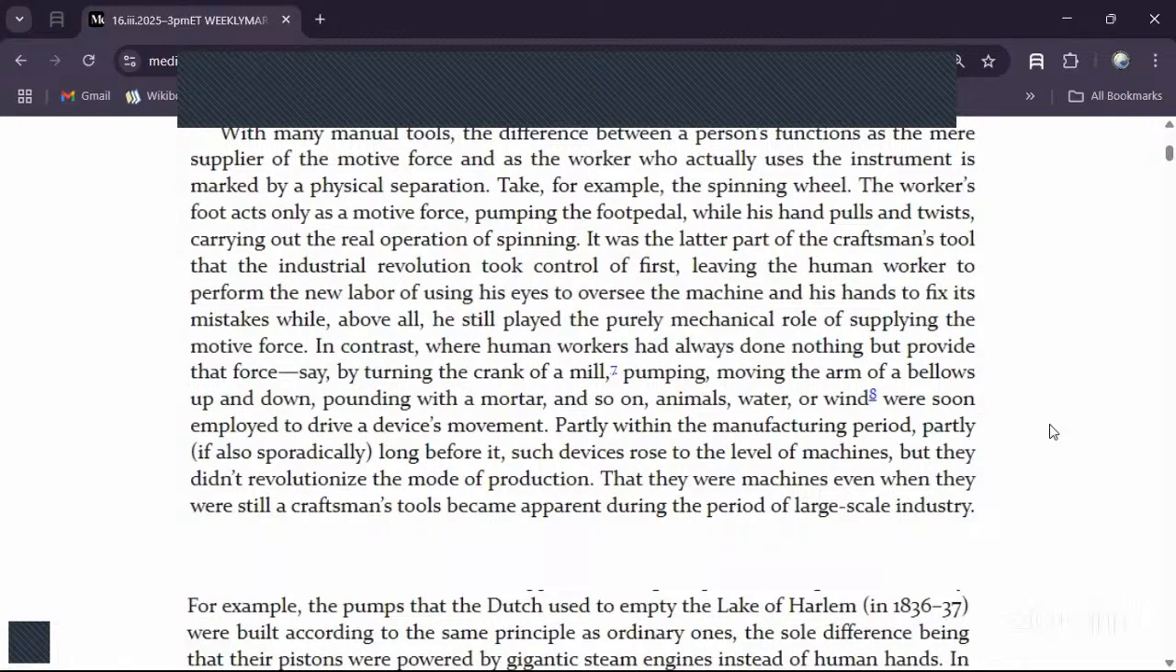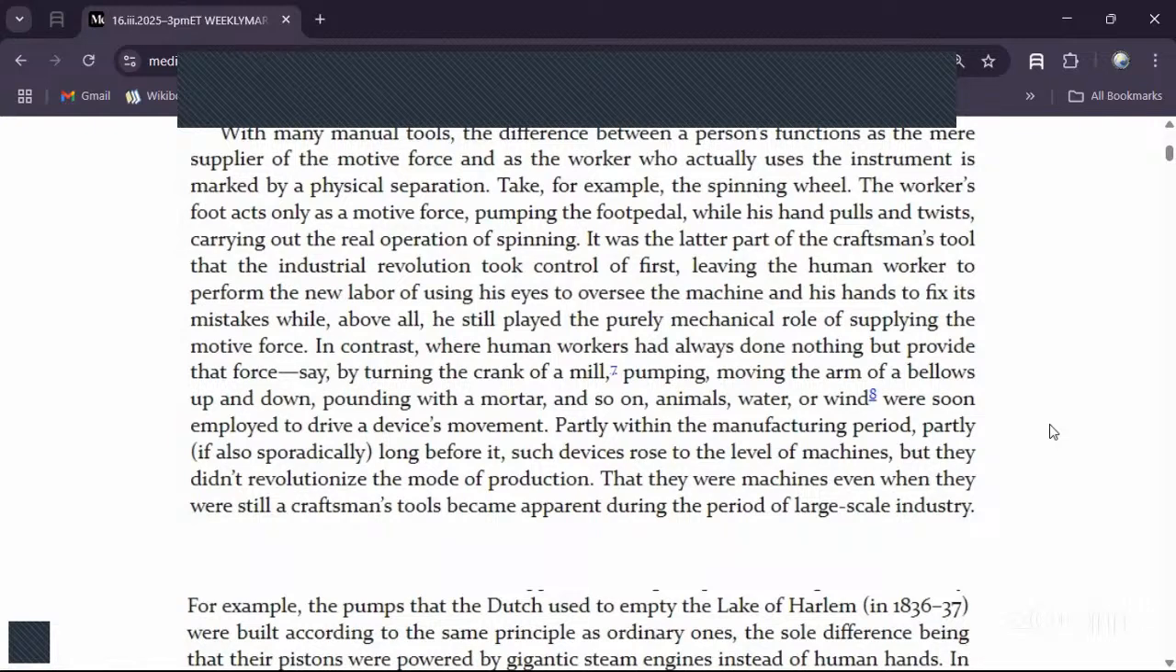It was the latter part of the craftsman's tool that the Industrial Revolution took control of first, leaving the human worker to perform the new labor of using his eyes to oversee the machine and his hands to fix its mistakes, while above all, he still played the purely mechanical role of supplying that motive force. In contrast, where human workers had always done nothing but provide that force, say by turning the crank of a mill, pumping, moving the arm of a bellows up and down, pounding with a mortar, and so on, animals, water, or wind were soon employed to drive a device's movement.